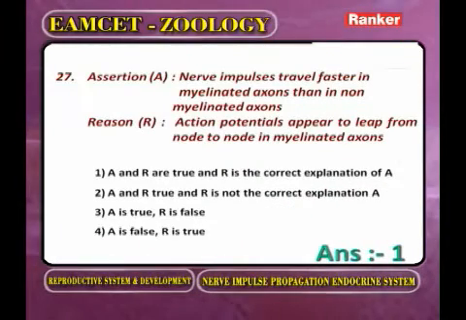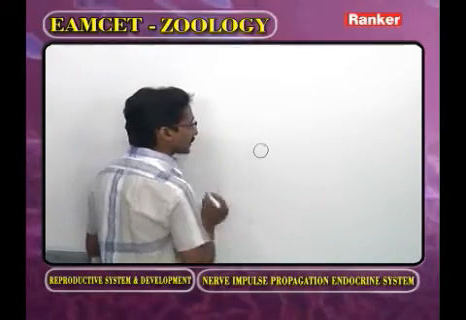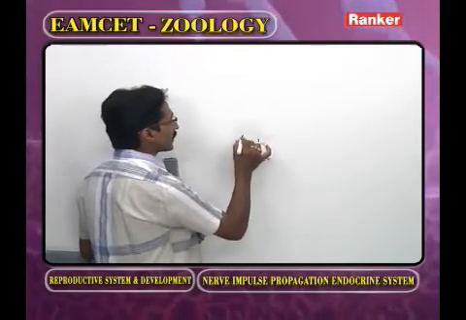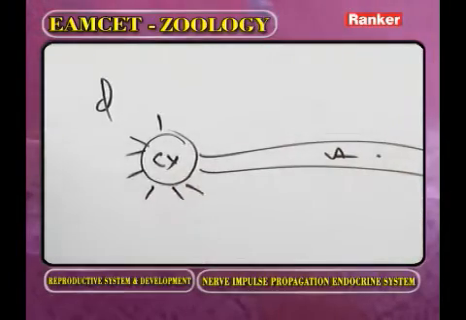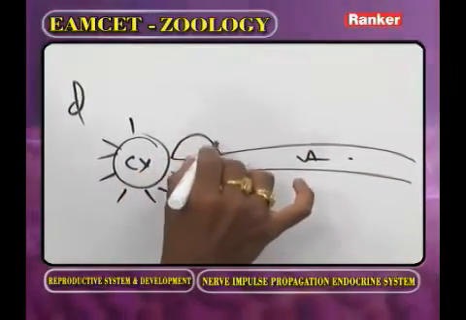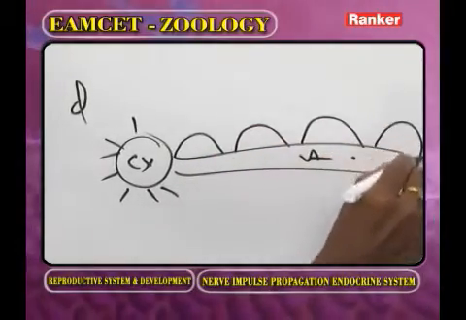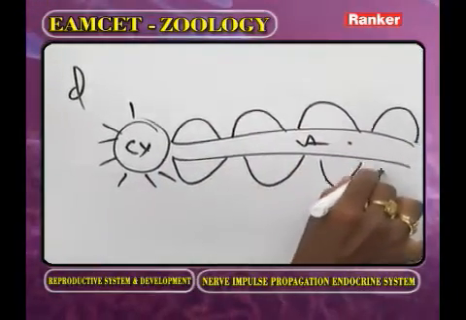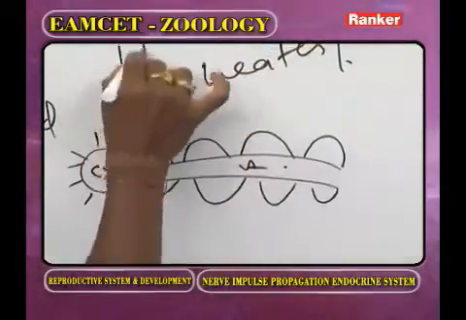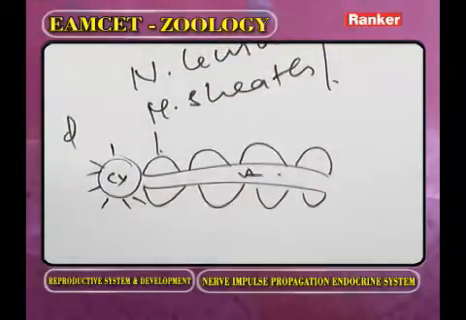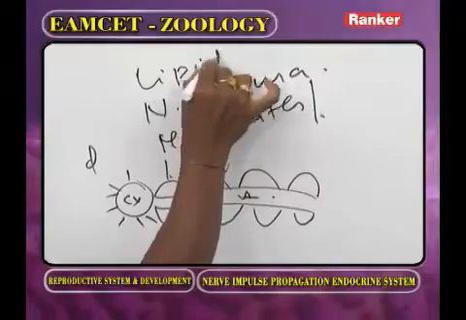nerve impulse travels faster in myelinated axons than in non-myelinated axons. Now as we observe the myelinated axon, this one we call the cyton and these are called dendrons, and this one we call the axon. In myelinated axons, this we call the myelin sheath. The myelin sheath is also called the neurilemma. The myelin sheath is made of lipids.